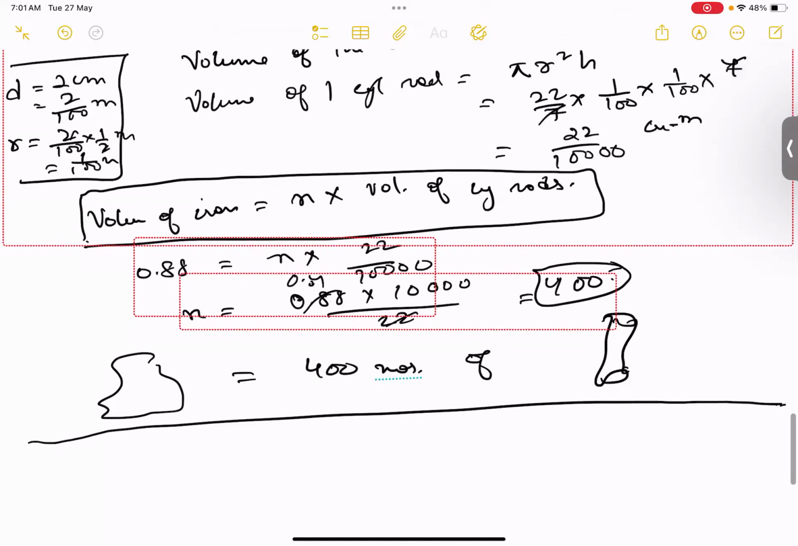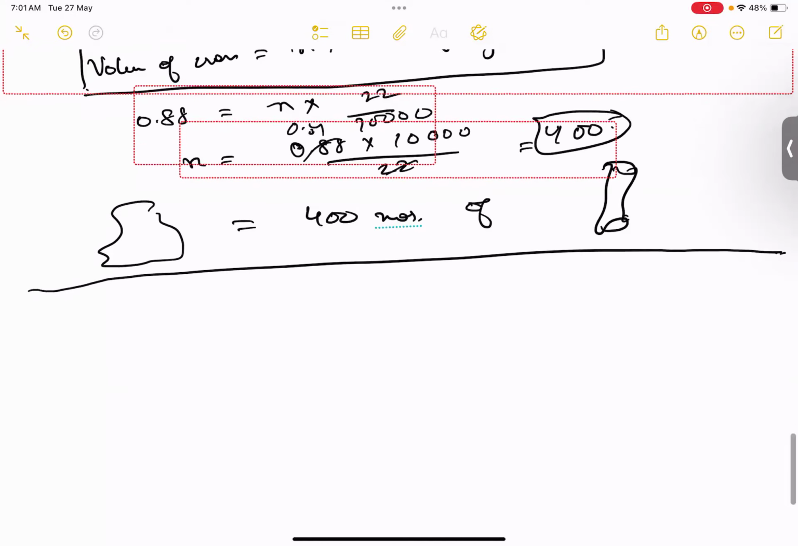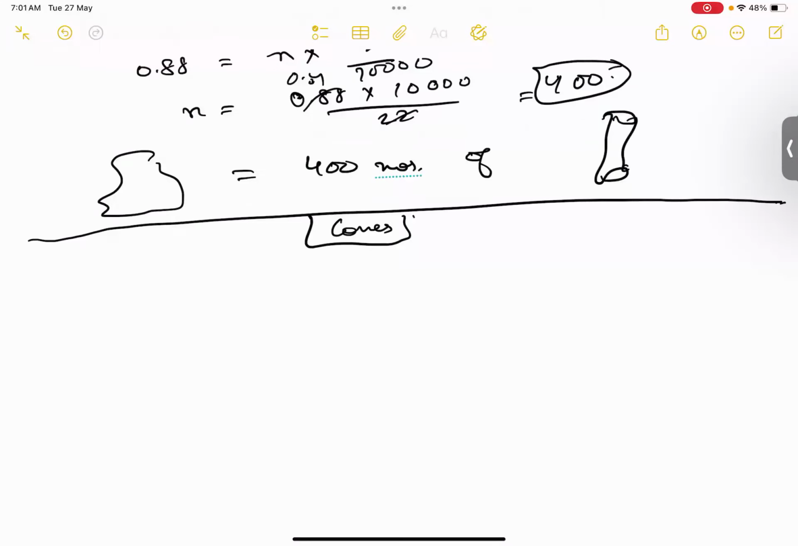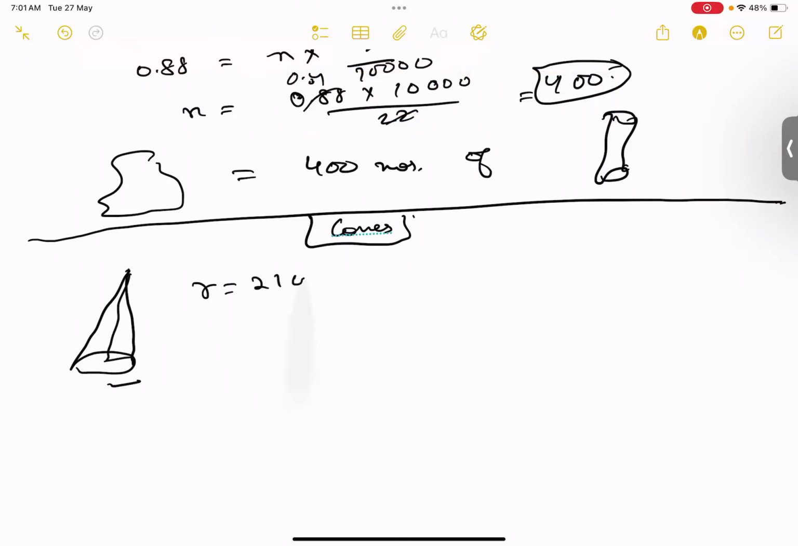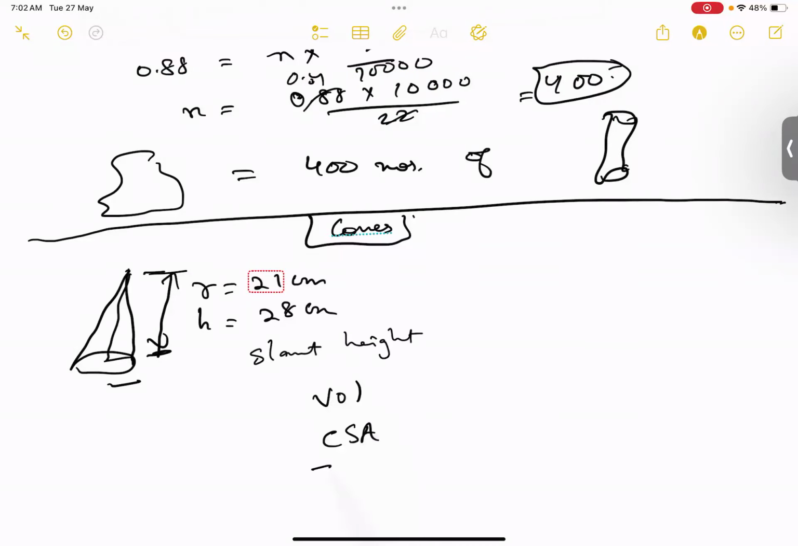Let's come to questions relating to cones, okay? So we have a cone. It says in the question that the cone has a radius of 21 centimeter and has a height of 28 centimeter. So this is the height, okay? The total height, the straight height. We have to find the slant height, volume, curved surface area, and total surface area.